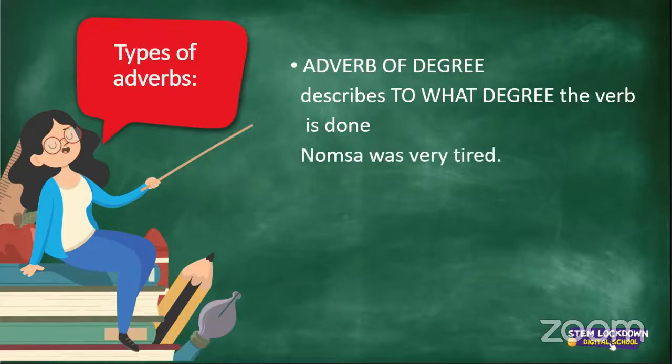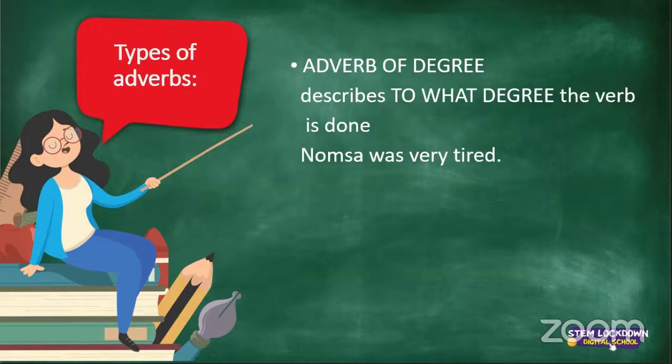Where is the main verb in this sentence? There are two verbs, but I want the main verb. Can you quickly write it for me? Namsa was very tired. Good. Was is a verb, but I'm looking for the main verb. Good, you guys. The main verb here is tired.